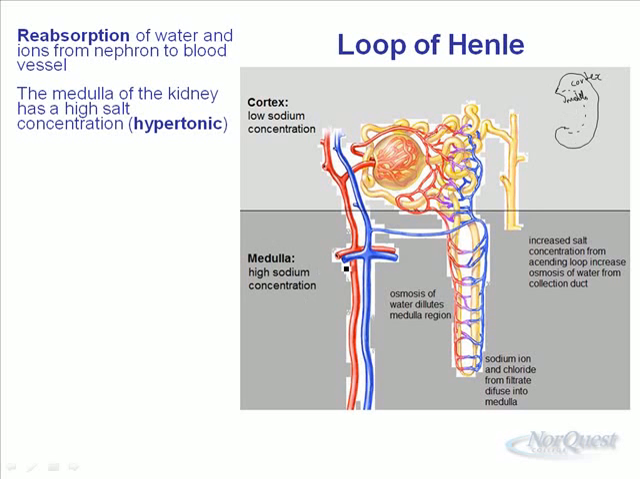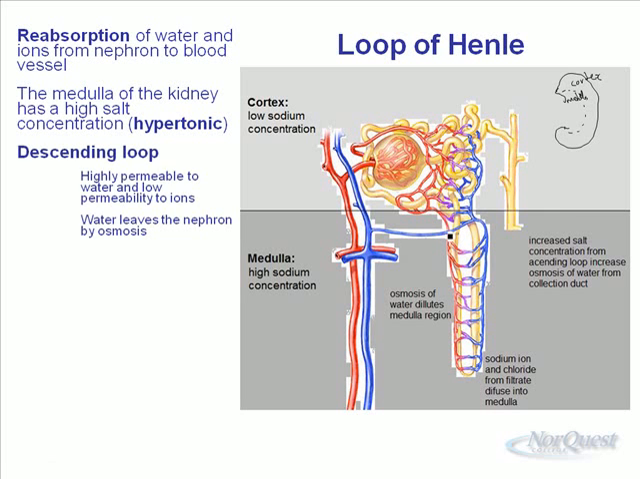What this means is, as the nephron passes from the cortex into the medulla, it enters a saltier region, which is going to allow for more osmosis of water. So the descending loop, that's the loop that's going down. If we take a look, the filtrate is flowing this way through our nephron, through the loop, and then back up the distal tubule.